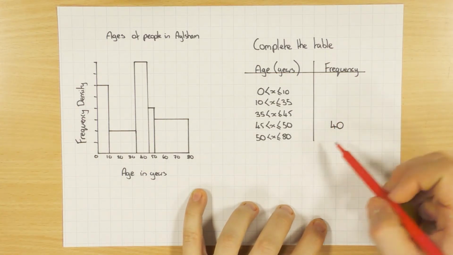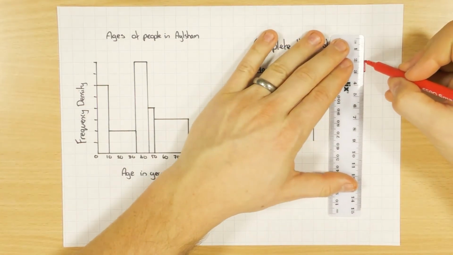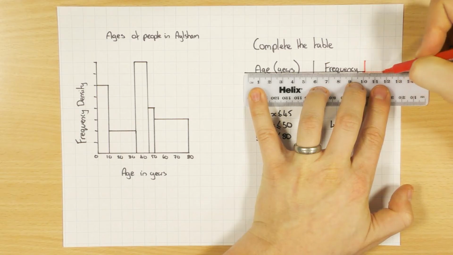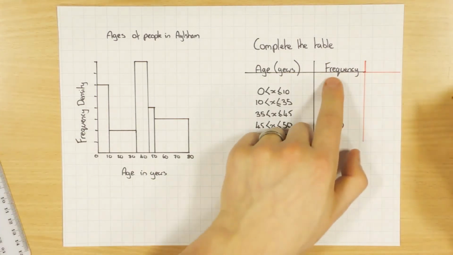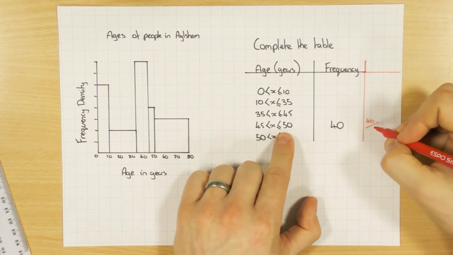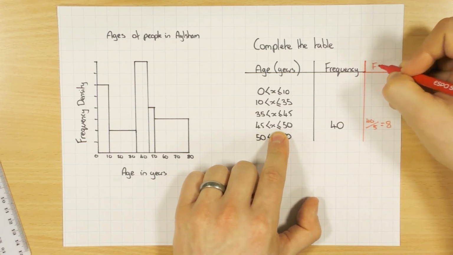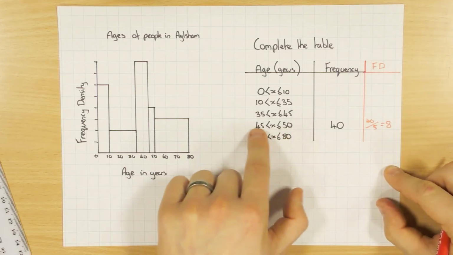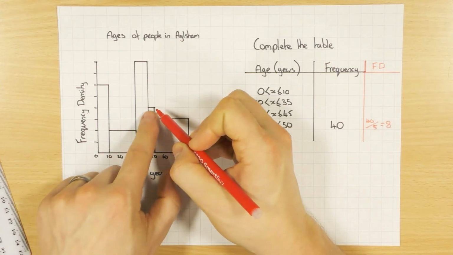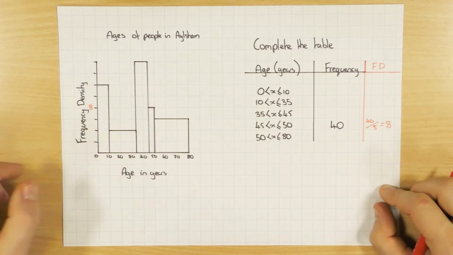I've got my frequency here to be 40, so this is why it's crucial to watch my drawing a histogram video, because we're now going to work out the frequency density, which is the frequency divided by the class width. In this case, the class width is 5. So 40 divided by 5 is 8. So the frequency density for this particular one here is 8. So between 45 and 50, which is this column here, I can now go across and say that is 8.